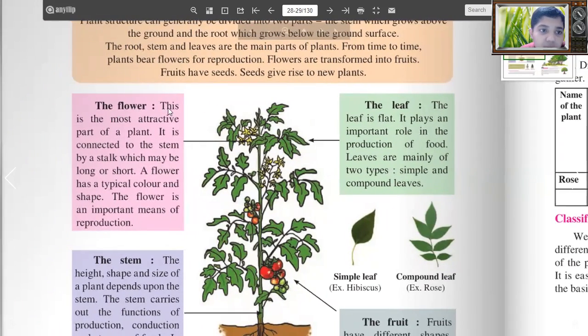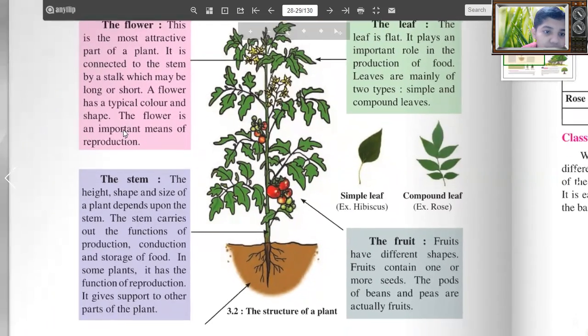The flower. This is the most attractive part of a plant. It is connected to the stem by a stalk, which may be long or short. A flower has a typical color and shape. The flower is an important means of reproduction.